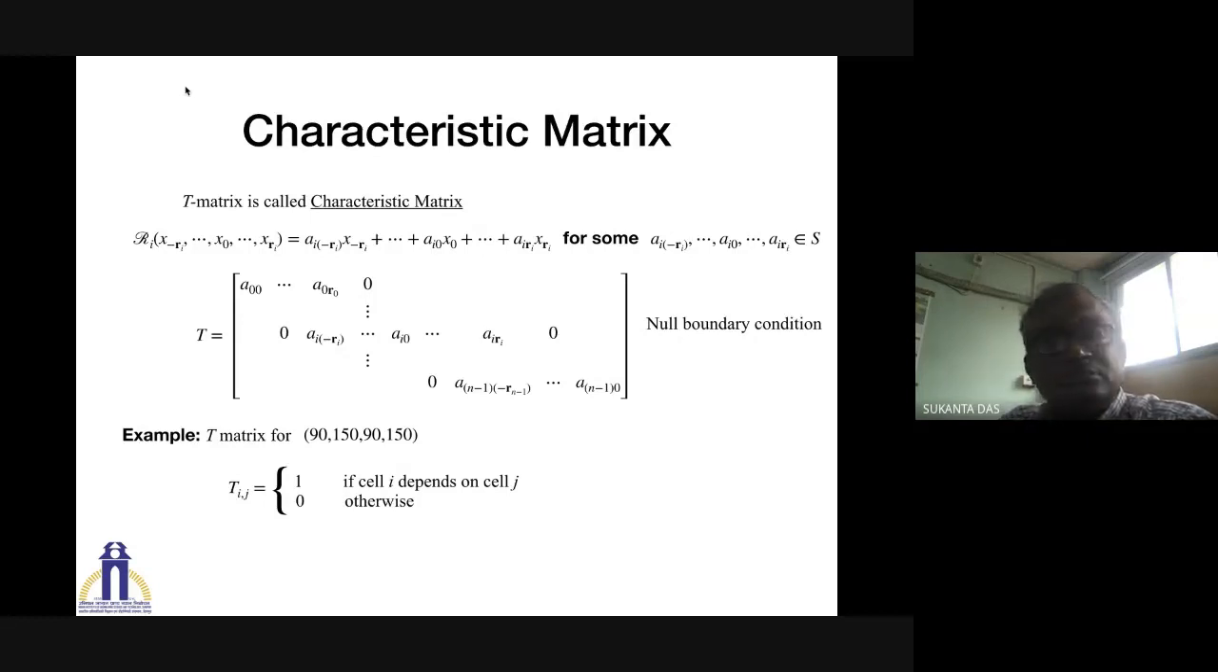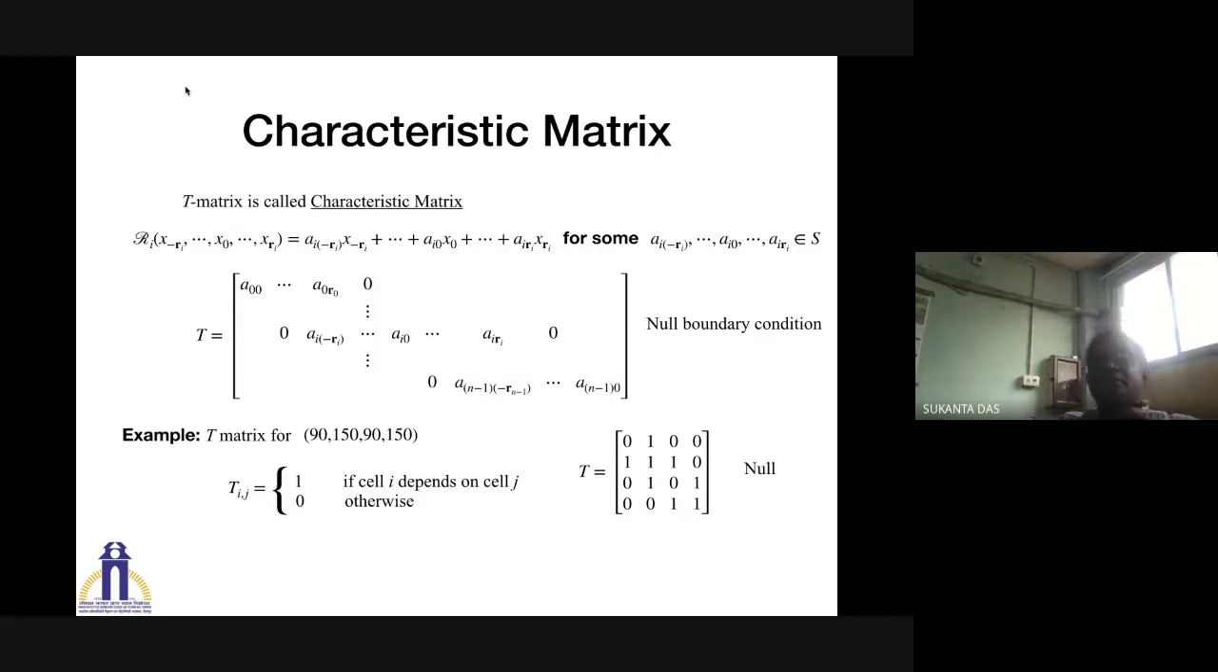Okay, and now if it is so, then for the null boundary condition, for this given CA, I can get this T matrix. Now go to Jamboard again, because I have to tell a few more things.